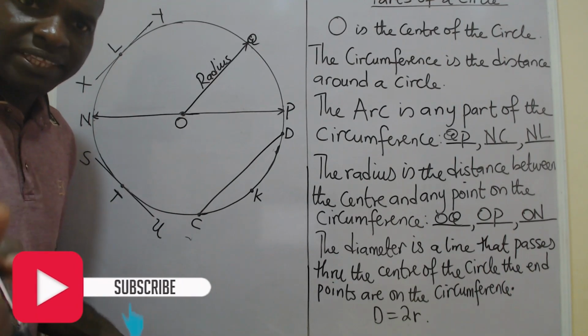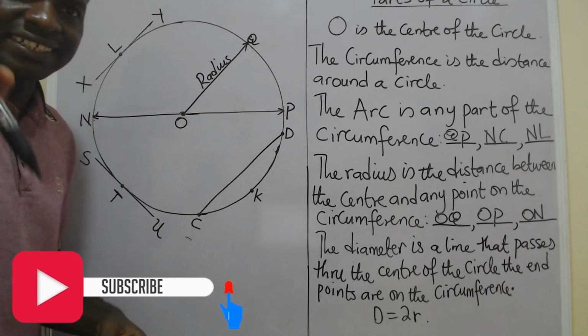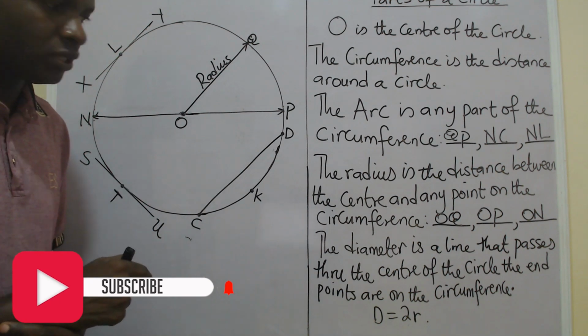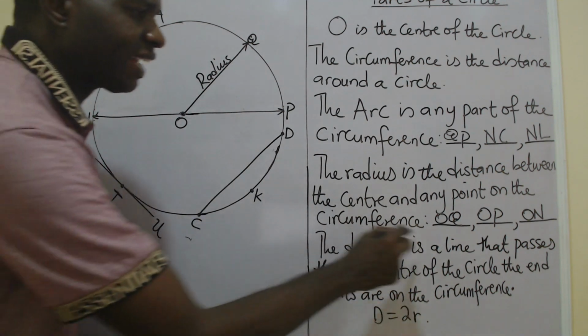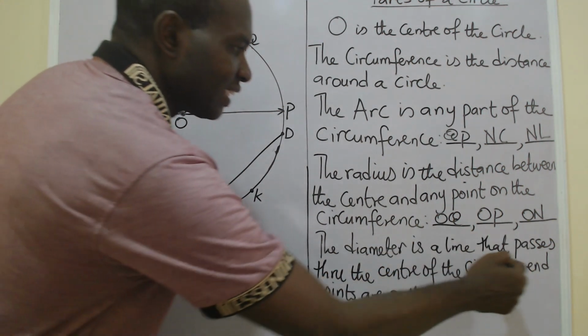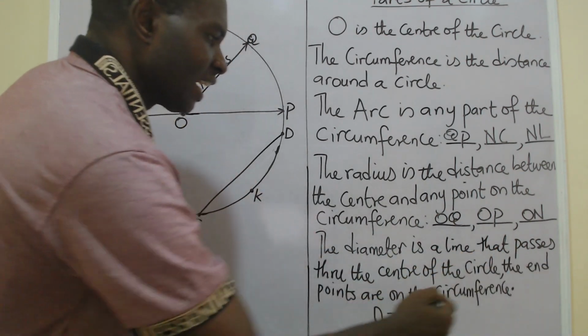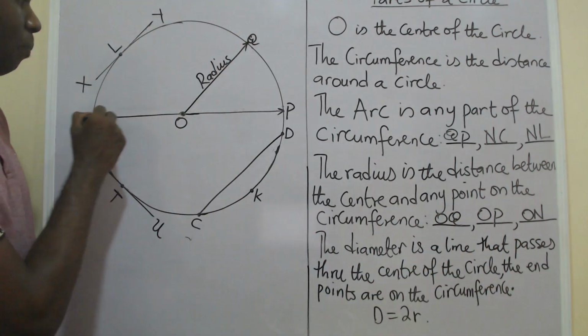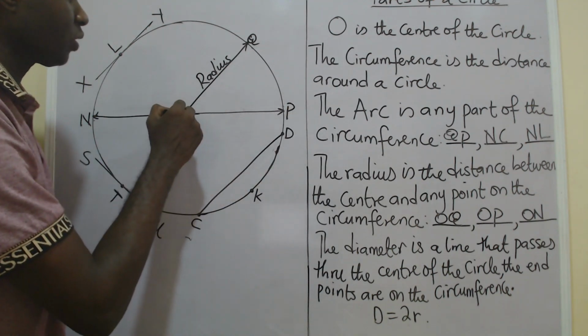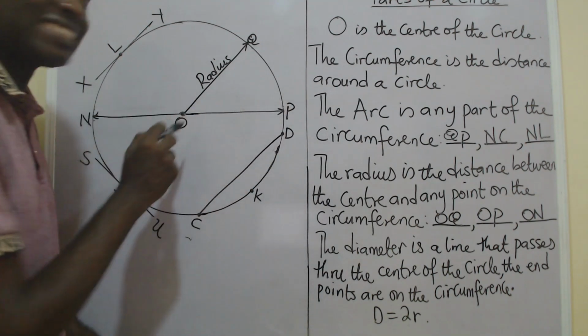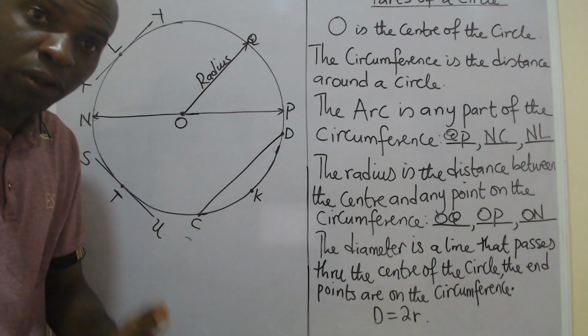The diameter of the circle. What is the diameter? The diameter is a line that passes through the center of the circle. The end points are on the circumference. This line that passes through the center of the circle divides the circle into two equal parts.